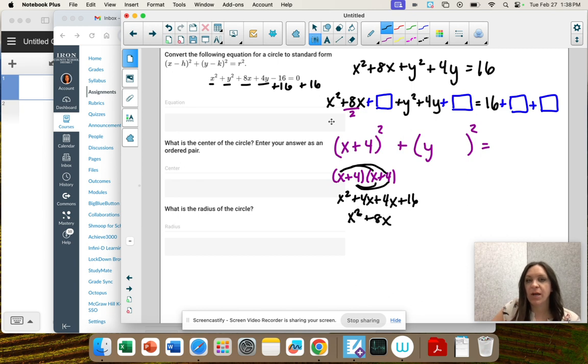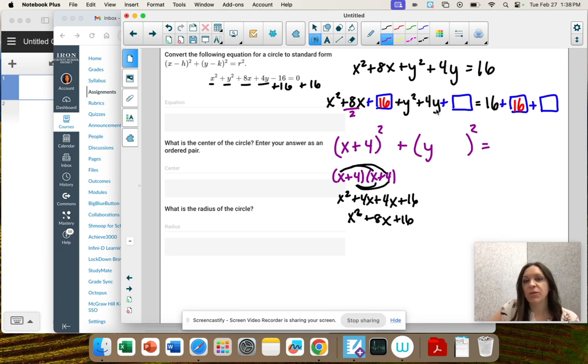And see how I got what we started with, but something happened. We get this extra plus 16 out here. So we have to subtract 16, and to keep our equation balanced, we add it on both sides of the equation.